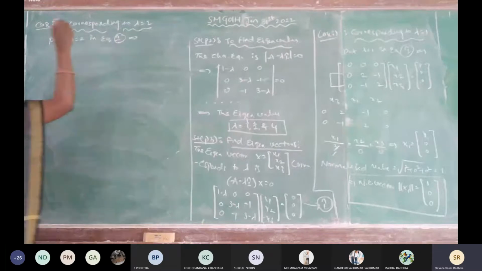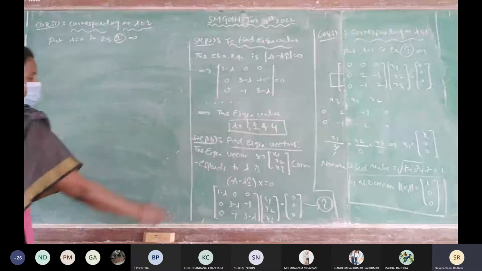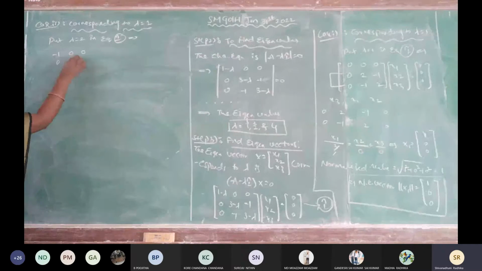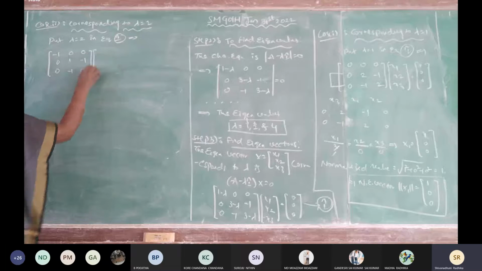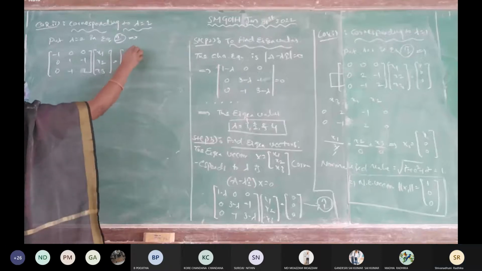That implies, here this is equation number 1: 1 minus 2 is minus 1, 0, 0. 0, 3 minus 2 is 1, again minus 1. 0, minus 1, 3 minus 2 is 1. Are you clear? Into x1, x2, x3, which equals zeros.